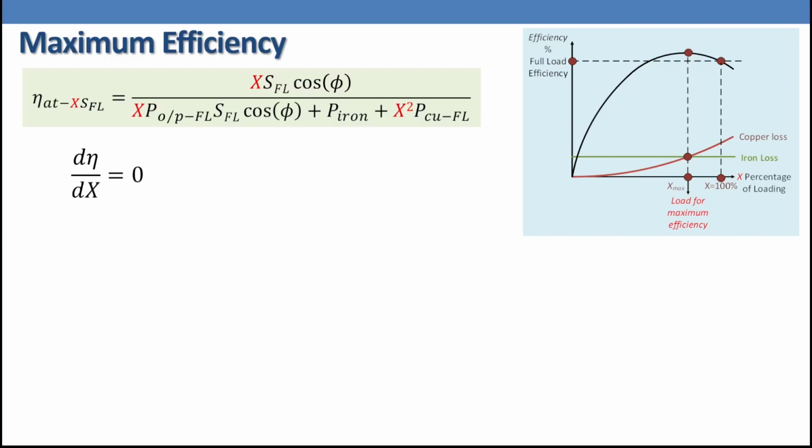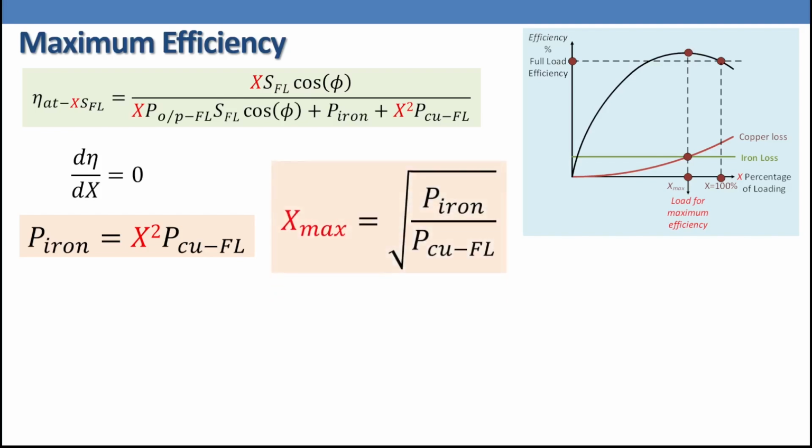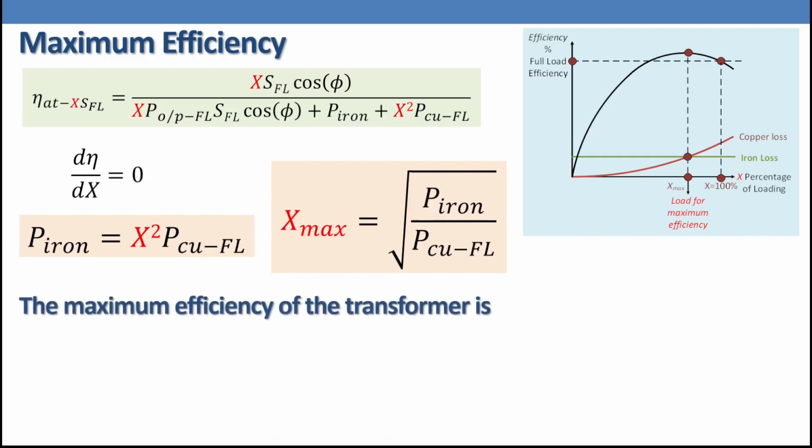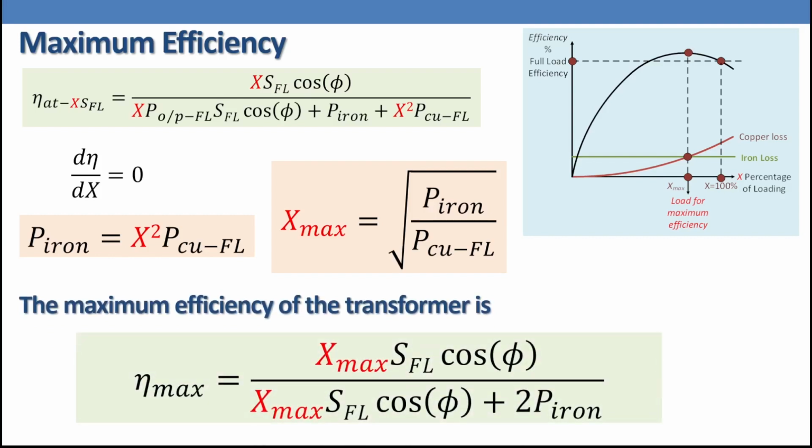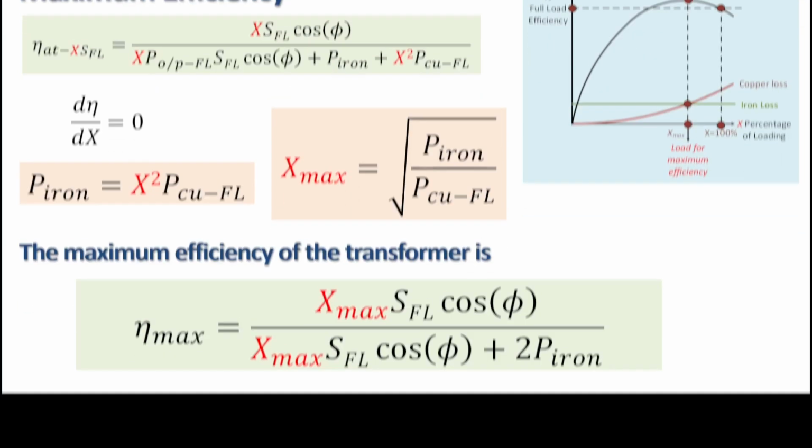If we do that, we are going to find that P iron should equal x squared P copper at full load. I'm not going to do the derivation because that is going to waste the time of the video. But we need the conclusion that at the maximum point, P iron should equal x squared P copper at full load. So x, which satisfies the maximum condition, equals root P iron over P copper at full load. If we substitute in this equation, the maximum efficiency of the transformer is x maximum S full load cosine phi over x maximum S full load cosine phi plus 2 P iron.